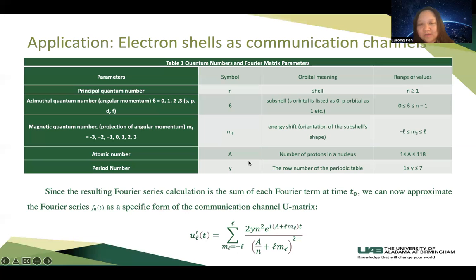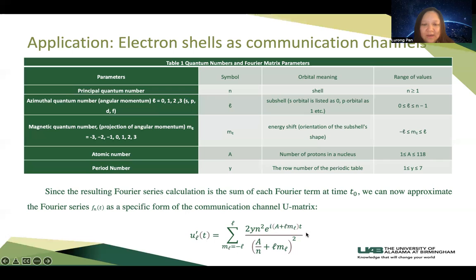And then we have the atomic number, which is the number in the periodic table that represents different elements, and it reflects the nucleus mass. And then we have the periodic number, which means the row number on the periodic table, representing a different type of element with a different maximum shell number of electrons.